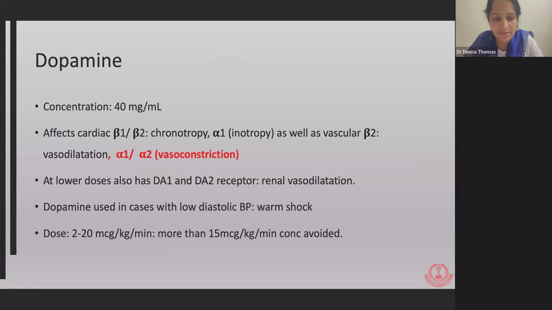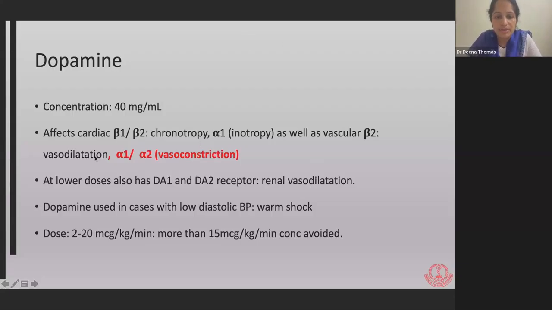It may differ between consultants. So the concentration is 40 mg per ml, which you have already told. As for the receptors, it will act on beta 1, beta 2, alpha 1, and the dopamine receptors in the kidney, causing renal vasodilation. But the most common receptor it acts on is alpha 1, alpha 2, which will cause vasoconstriction. So dopamine is used in cases with low diastolic BP, that is warm shock.